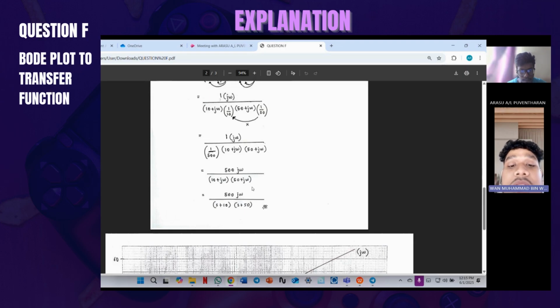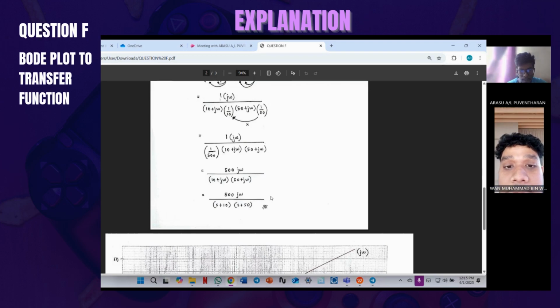times (50 plus j omega), the second bracket. The j omega we need to convert to s. What is the meaning of s? Complex frequency. Yes, complex frequency. Thank you.